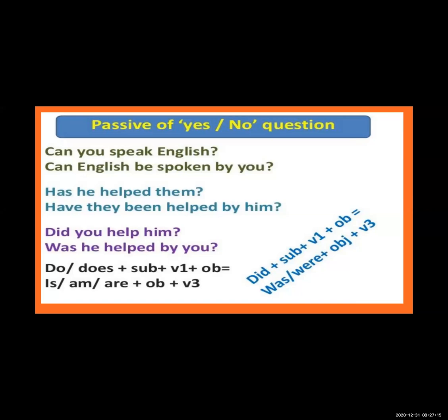Now by whom? By you. You will remain as it is, because you have seen in the chart also, you will be you only, as we became us, he became him, she became her. So in the sentence you can see we have kept you as it is. Has he helped them? Have they been helped by him? Did you help him? Was he helped by you?